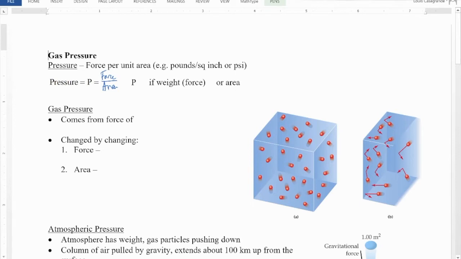And in this equation, we see two things. We see the force and the area working in opposite directions. So the pressure goes up if either the weight or the total force goes up or the area goes down. And conversely, the pressure will go down if the weight goes down or the area goes up. And you guys have a good intuitive feeling for what pressure is.